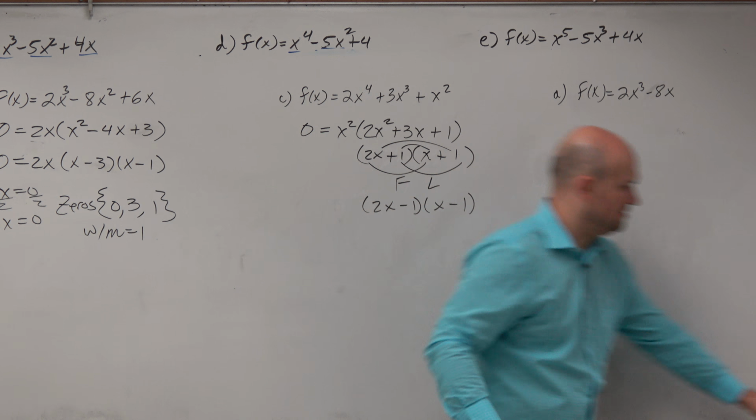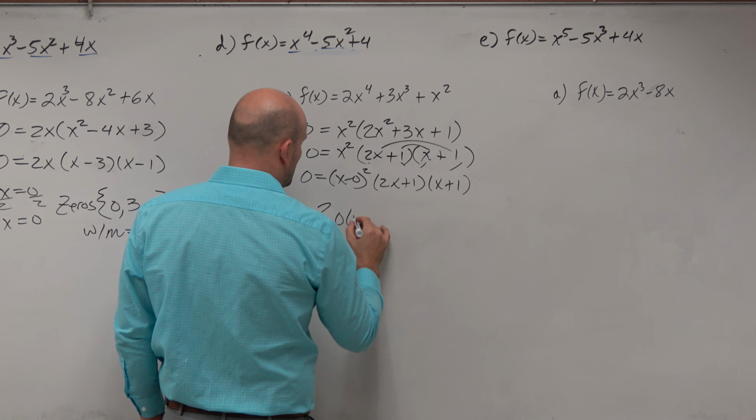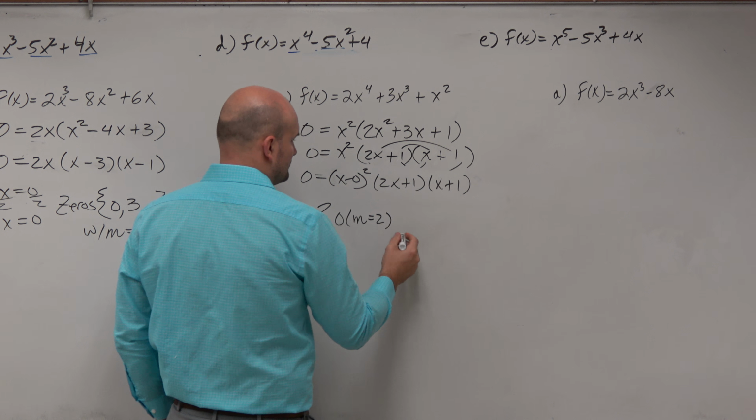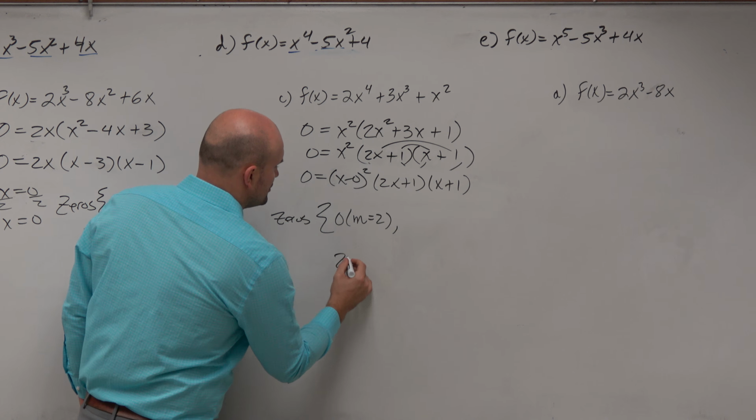So make sure you guys know that the 0 has a multiplicity of 2. So I'll say my zeros. I'm going to have 0 with a multiplicity equal to 2. And if you set the 2x plus 1 equal to 0, 2x is equal to -1/2. All right? So therefore, my zeros are -1/2. Multiplicity equals 1, and -1. Multiplicity is equal to 1.